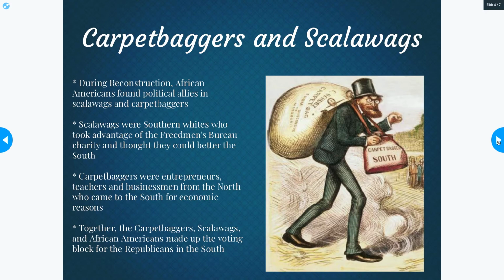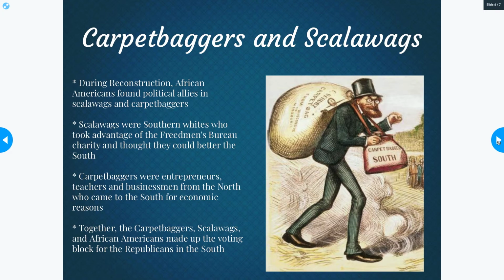And then you've got the most hated group, the carpetbaggers. Carpetbaggers are, it says entrepreneurs. Sometimes they were positive, sometimes they were scams. They're teachers sometimes, and usually they're always businessmen. So they're here from the North to make money. Bottom line, they're trying to make money.